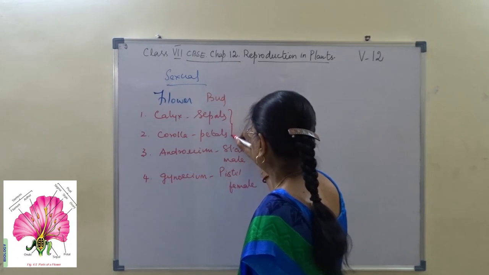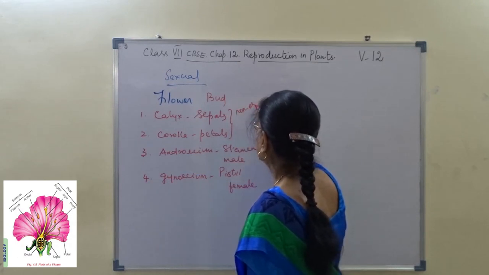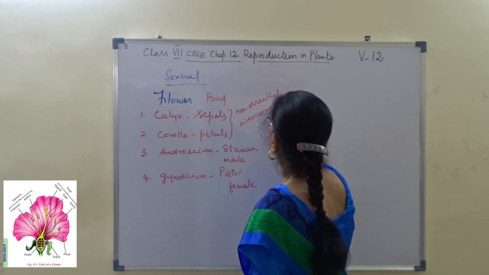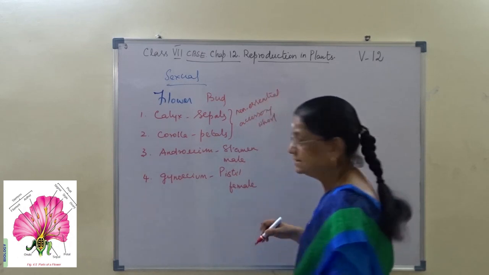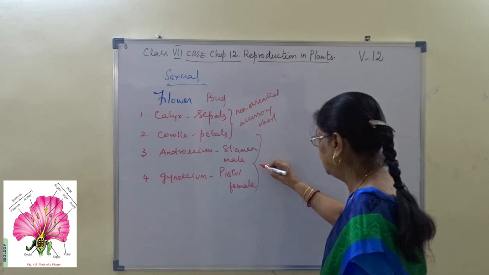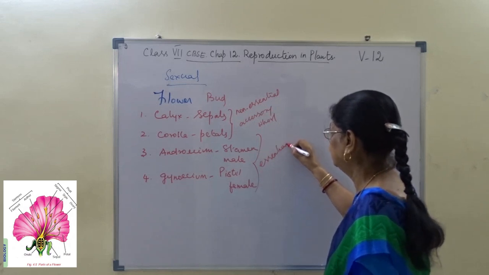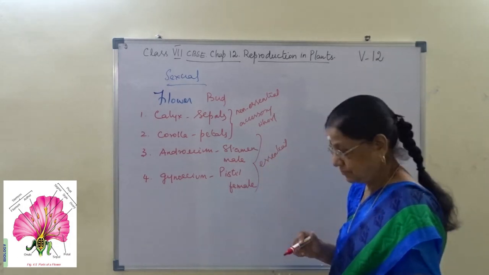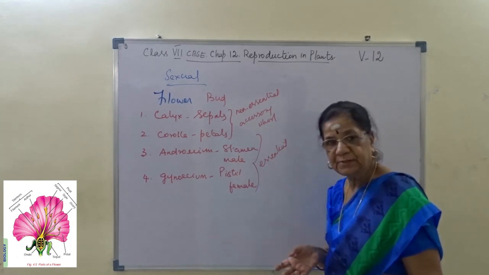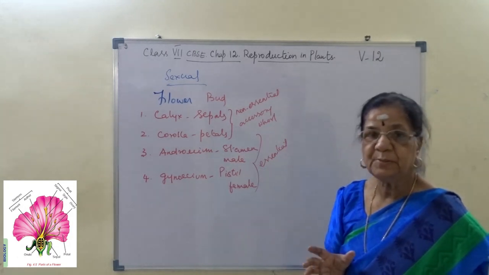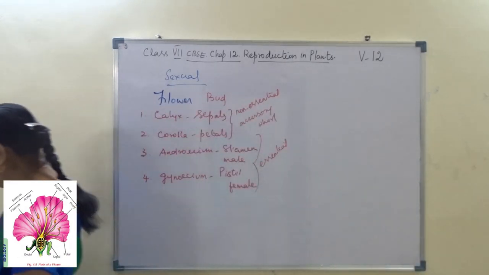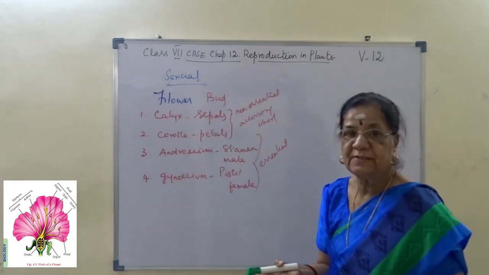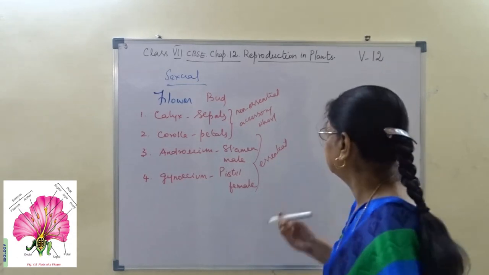In that, calyx and corolla are called non-essential or accessory whorls. And these two are essential whorls: the first whorl, second whorl, third whorl, and fourth whorl. Androecium is the male part of the flower and gynoecium is the female part of the flower. And we have done hibiscus flower dissection last week, just to explain further.